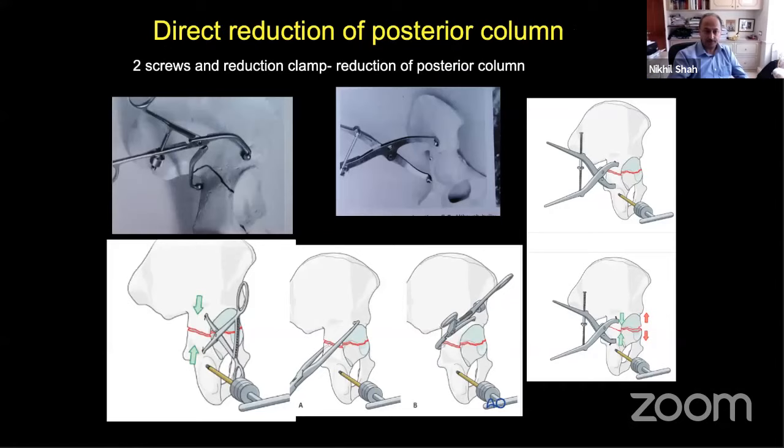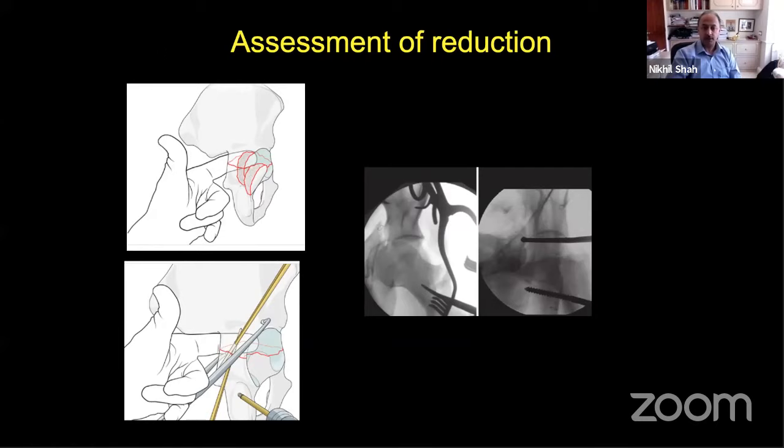Then we use these standard reduction clamps, or two screws and a Farabeuf clamp, to try and reduce your posterior column accurately. If you overcompress with a Farabeuf posteriorly, often your anterior column will open up. So you have to be careful in these reduction maneuvers. And you can then assess the reduction using a finger through the greater sciatic notch. Like Ashok, I don't think an ischial spine osteotomy is required in acute cases, but I'll show some delayed cases where it becomes the default option to derotate the posterior column.